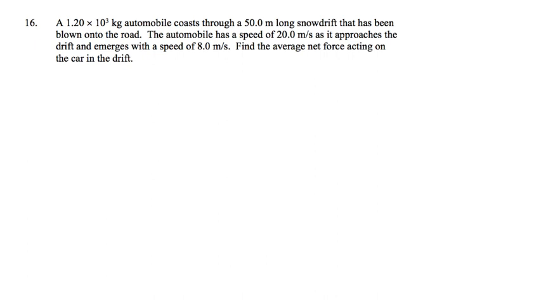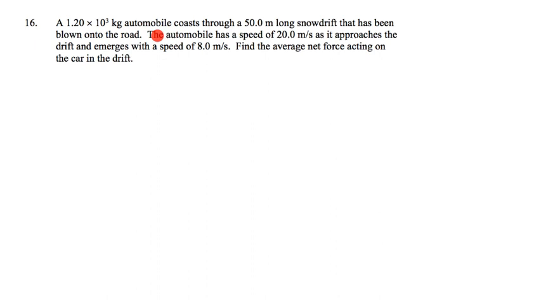So what we have here is an automobile coasting through a 50-meter long snowdrift that has been blown onto the road. If there's snow on the road, it's going to slow down your car, depending on how high the snow is. The automobile has a speed of 20 meters per second as it approaches the drift and emerges with a speed of 8. So obviously there was friction, there was work that reduced the speed. It says find the average net force acting on the car in the drift.